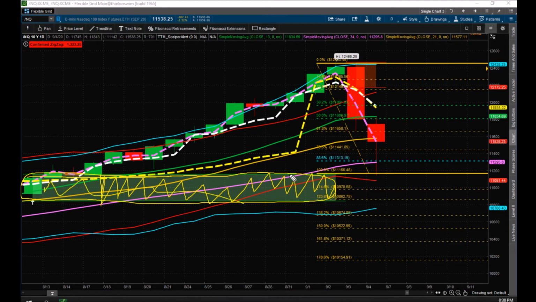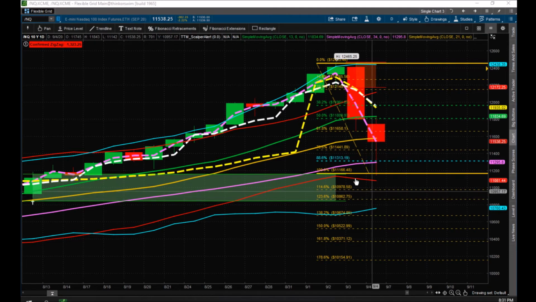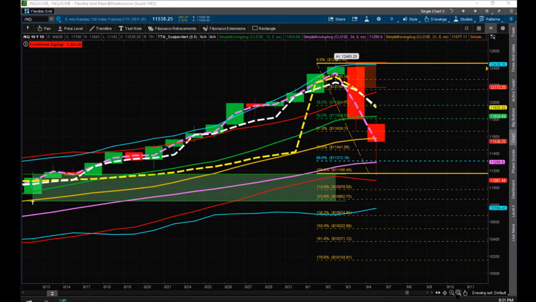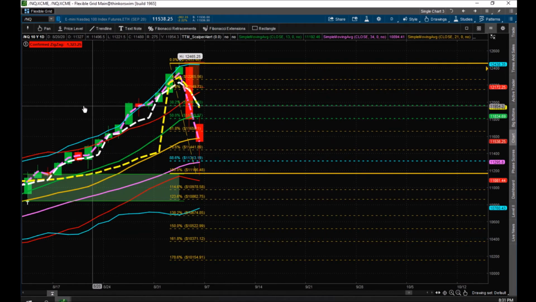So this is support, and that's why I had a feeling that it was going to test at 300, but it actually came down to this level here, 1111 something. Which is where it is. Yeah, it is spot on.